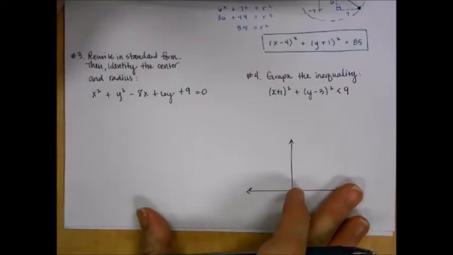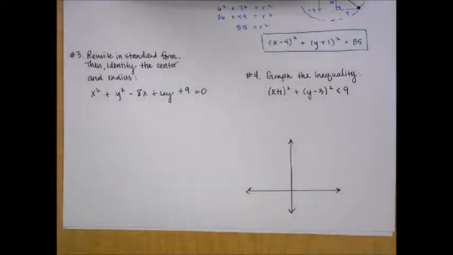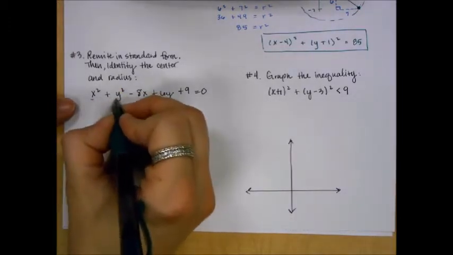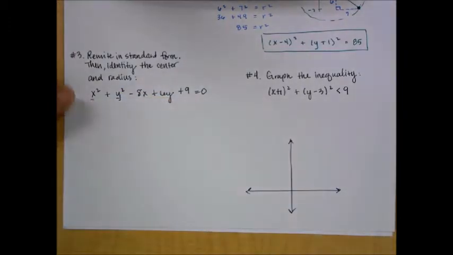So problem number 3, we start with an equation here that's not written in standard form. So our first step is to rewrite it in standard form, and then we'll identify the center and radius from it. So I can tell this is a circle because x and y are both squared. It's no longer a parabola. They have the same sign and same coefficient, so positive 1 and positive 1, and that identifies this as a circle.